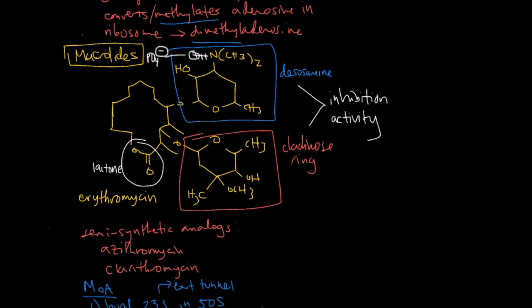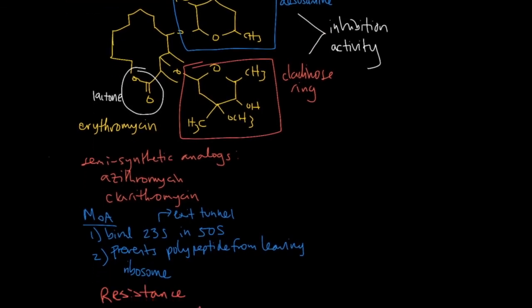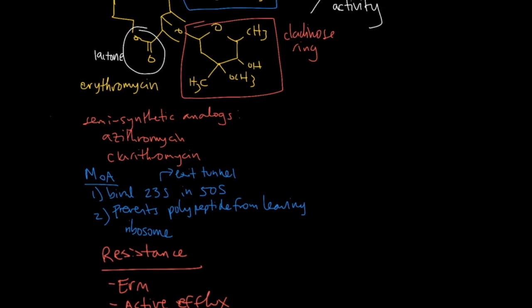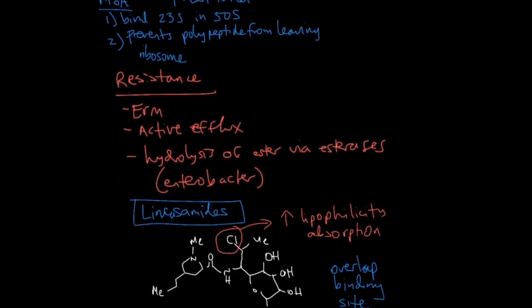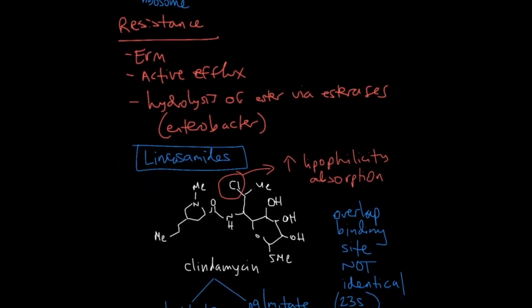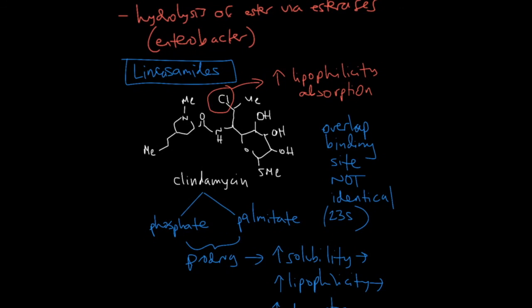Macrolides, look for the lactone ring, this desosamine group, which has the amine over here, and the cladinose ring at the bottom. Both these sugar groups lead to inhibition activity. Azithromycin and clarithromycin are made semisynthetically. Mechanism of action, already told you. Resistance, already told you. Lincosamides, look for the linking amide, the amide that's linking the left and the right side.